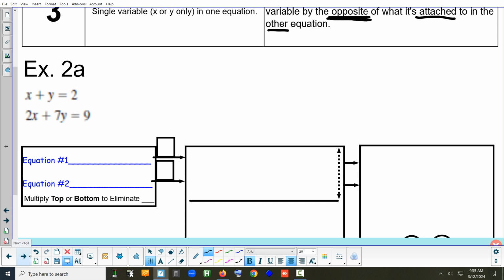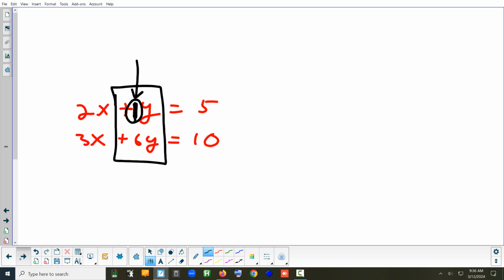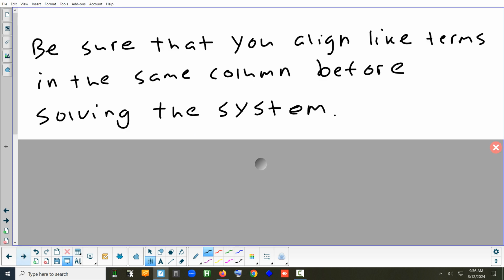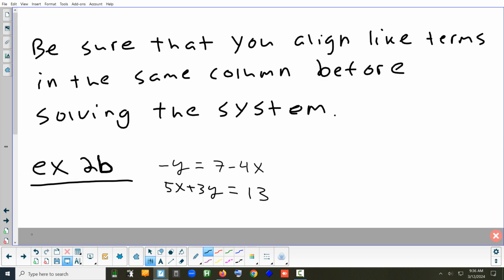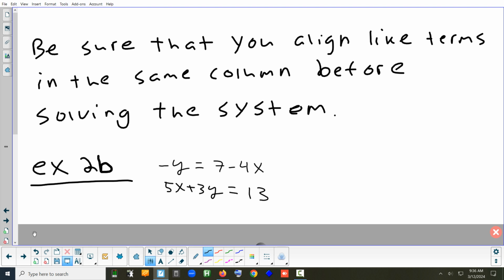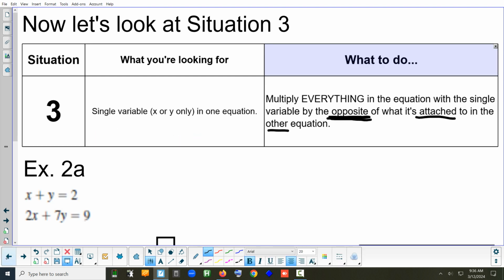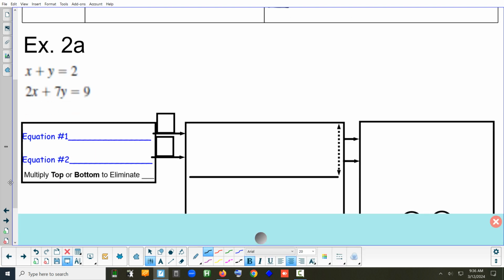Does anyone else remember, what do we have to make sure of before we write anything in this box? As in the right order. Yes, that they're in the right order. Are these equations both in the right order? Yes. I'm going to give you one in the next problem where they are not in the right order. We're going to have to fix it first. Okay, so these are in the right order, so we can copy them in. x plus y equals 2. 2x plus 7y equals 9.